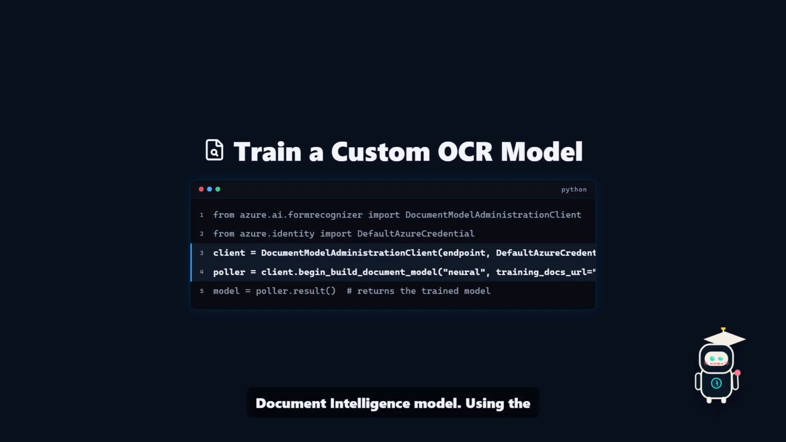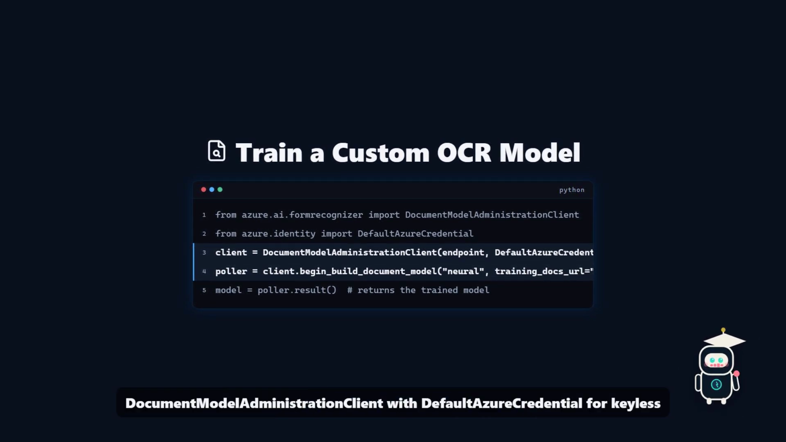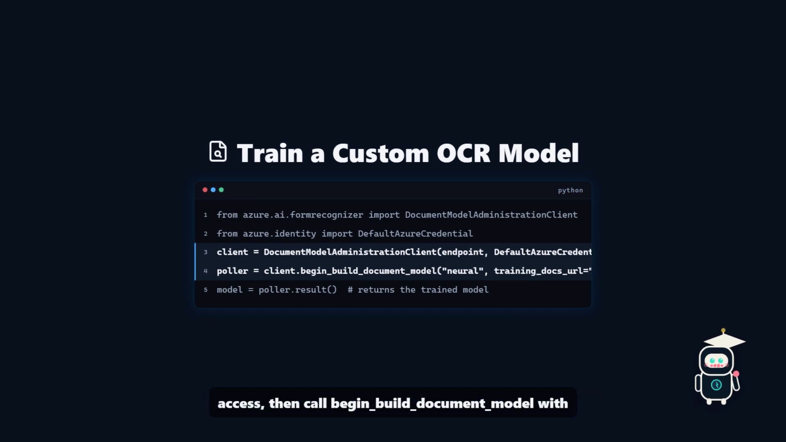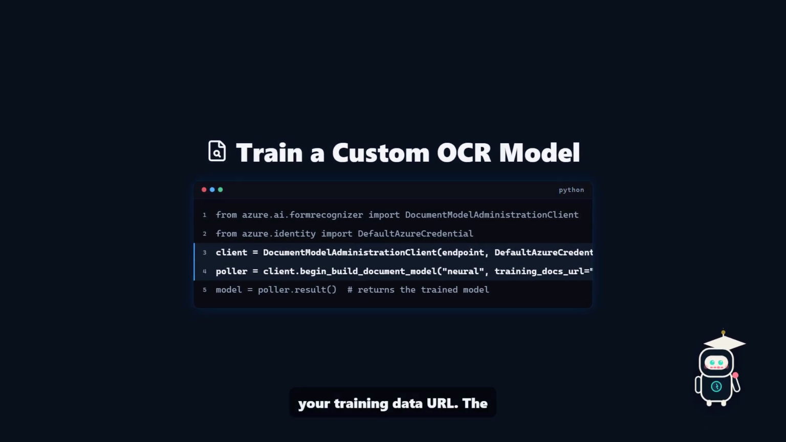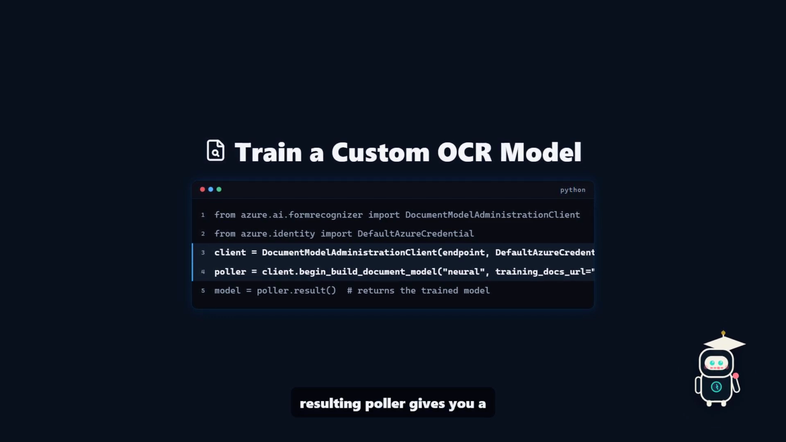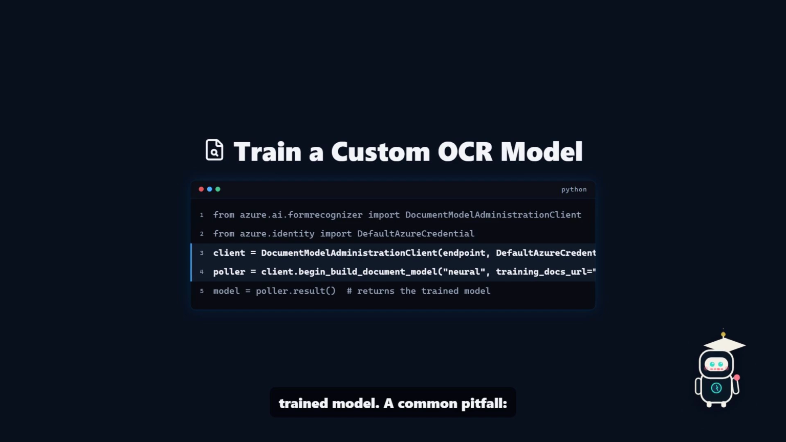Using the Python SDK, you create a document model administration client with default Azure credential for keyless access, then call begin build document model with the neural build mode and your training data URL. The resulting poller gives you a trained model.